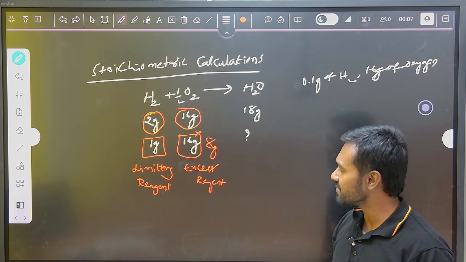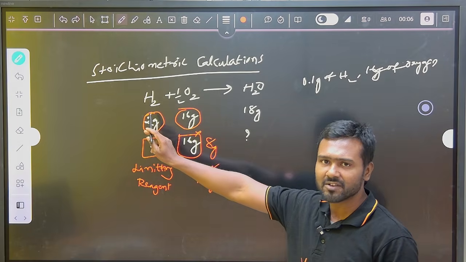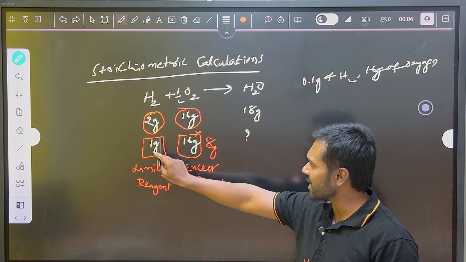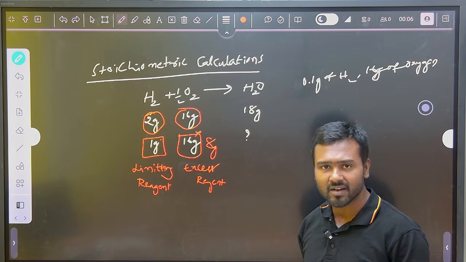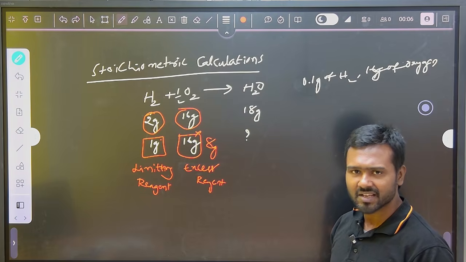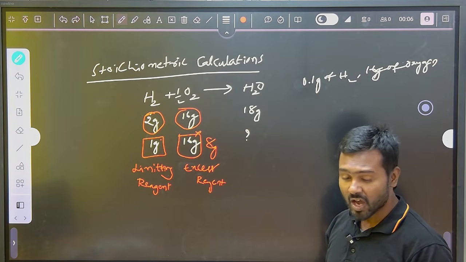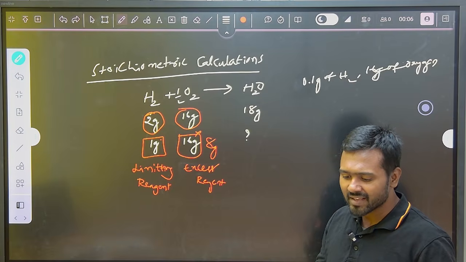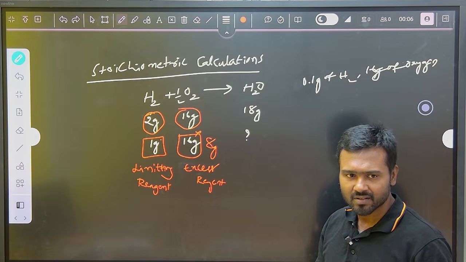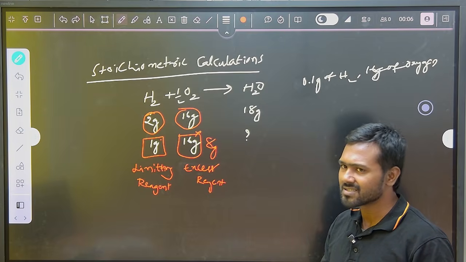Why it is not reacting? According to the balanced chemical equation only, to react with 2 grams, 16 grams is required. To react with 1 gram, only 8 grams is required. But 16 grams is given. That means extra is given. That means it is the excess reagent. And the limiting reagent is H2. Whichever is the limiting reagent, that one will decide the amount of product formation, not the excess reagent.